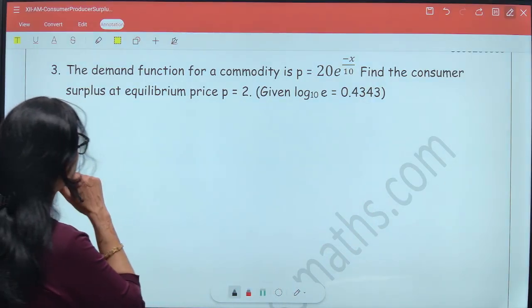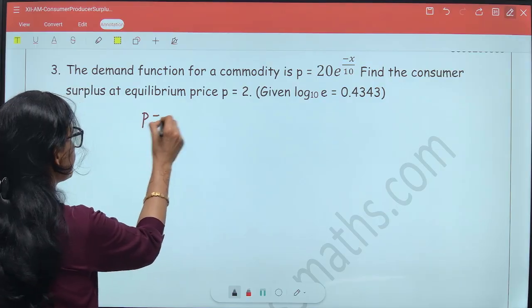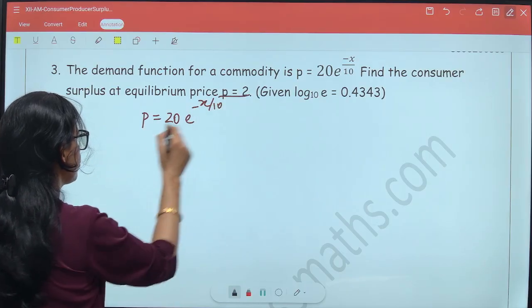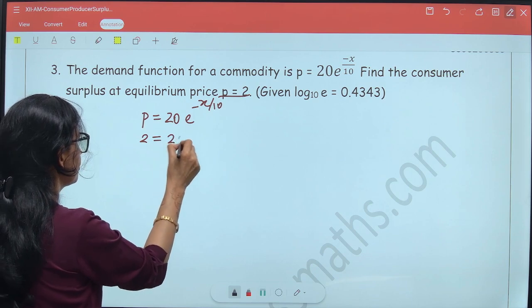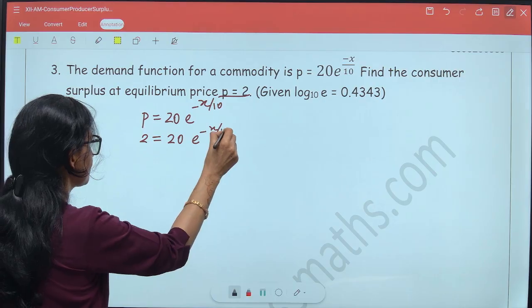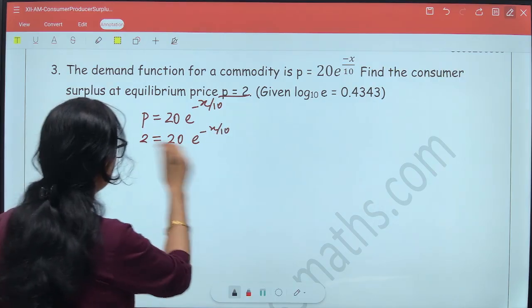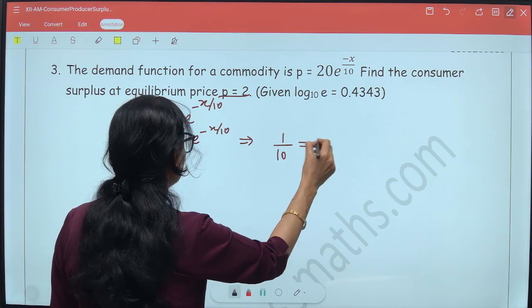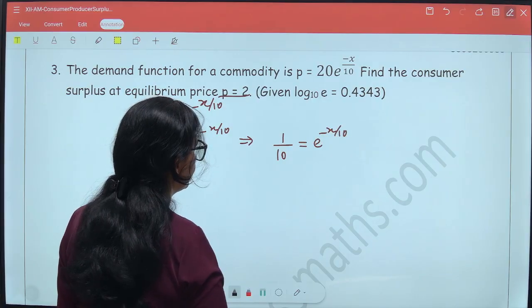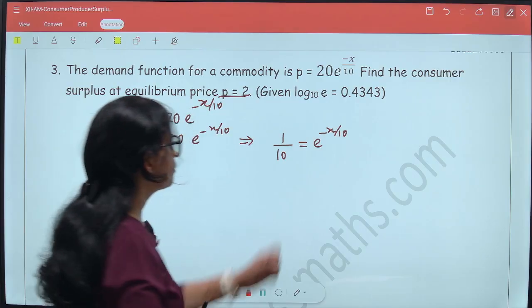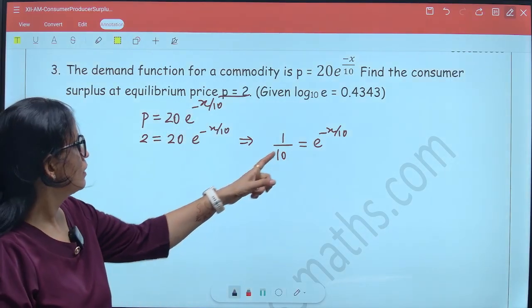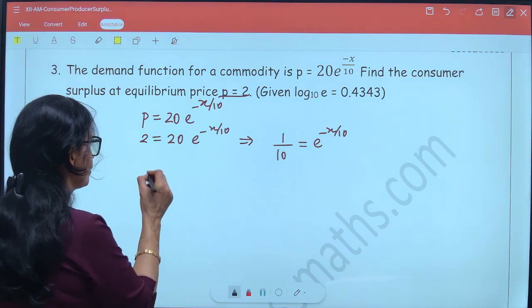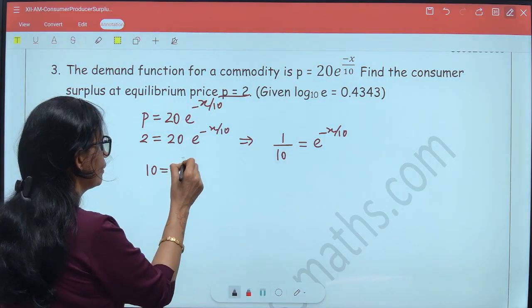So let's start with the demand function. It is P equals 20 e raised to power minus x by 10. You are given the price as 2, so let's put P as 2. So it becomes 2 equals 20 e raised to power minus x by 10. And now if you bring 20 to the other side, it becomes 1 by 10 equals e raised to power minus x by 10. Now because the variable is in the exponent, we need to take the log of this. So before taking the log, let's make the exponent positive first. So this becomes 10 equals e raised to power x by 10.